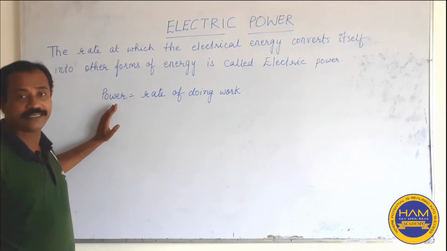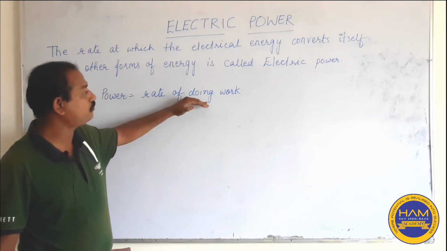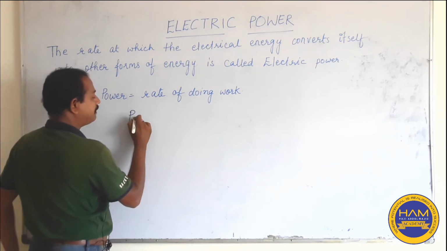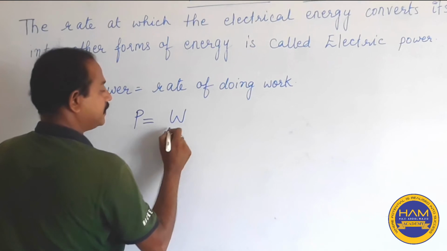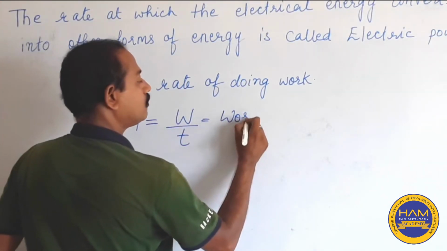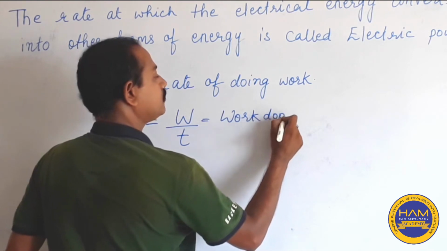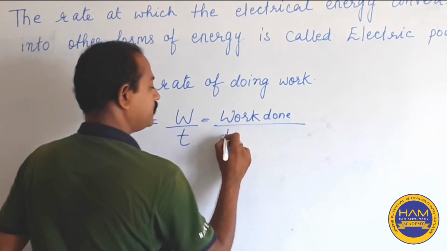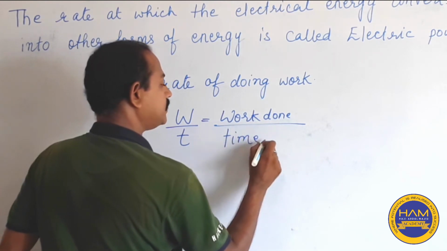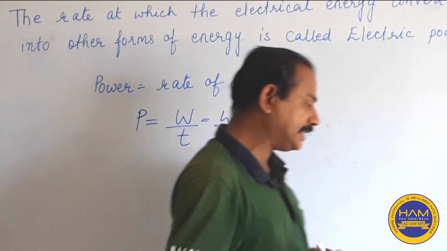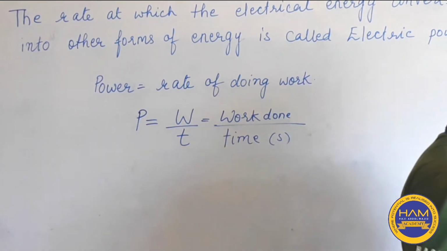Power can also be defined as the rate of doing work. That is, P in mathematical terms is W by T. This is your work done per unit time. This is in seconds. Okay, so this is electric power.